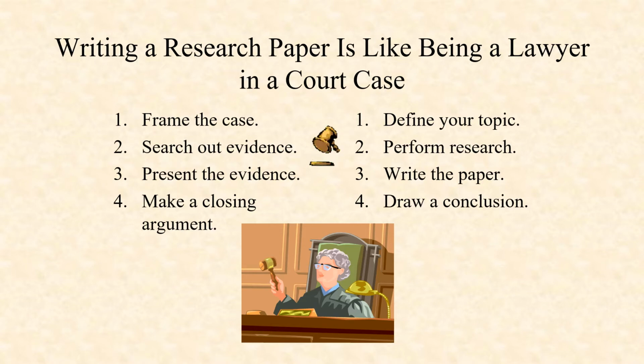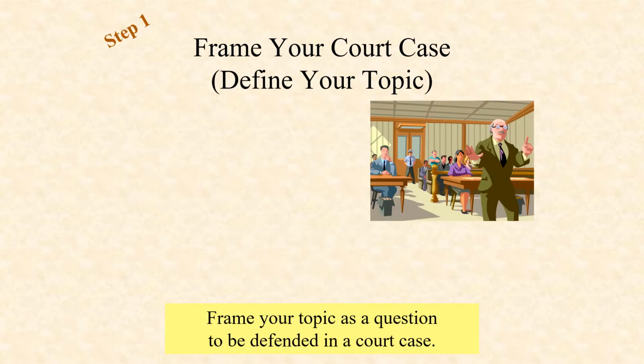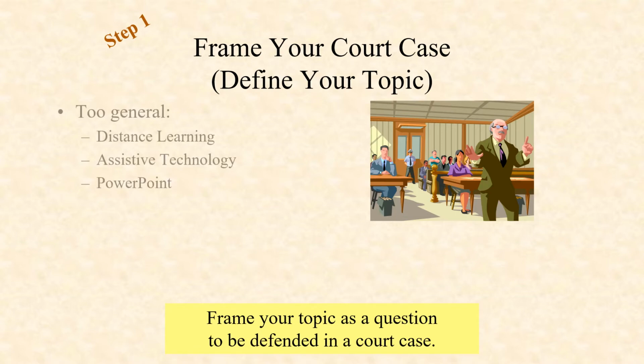Likewise, when people are writing a research paper, we start by framing or defining our topic. We perform research, which will become our evidence, and then we write the paper in which we present that evidence, and then we finish by drawing a conclusion. In class, I mentioned that the first most important step in writing a research paper is to carefully define your topic. And I suggest that you frame your topic as a question, just like you're going to be a lawyer defending that question and answering that question in a court case.